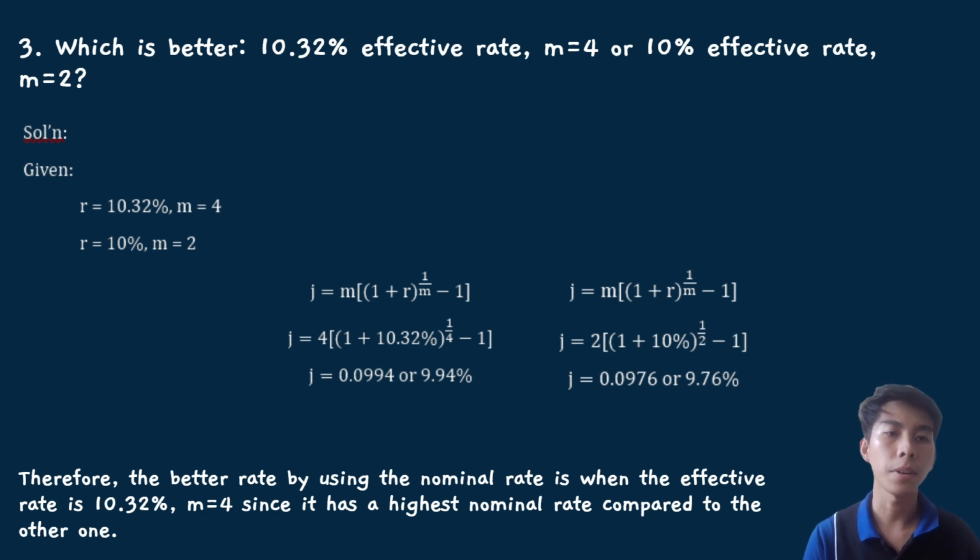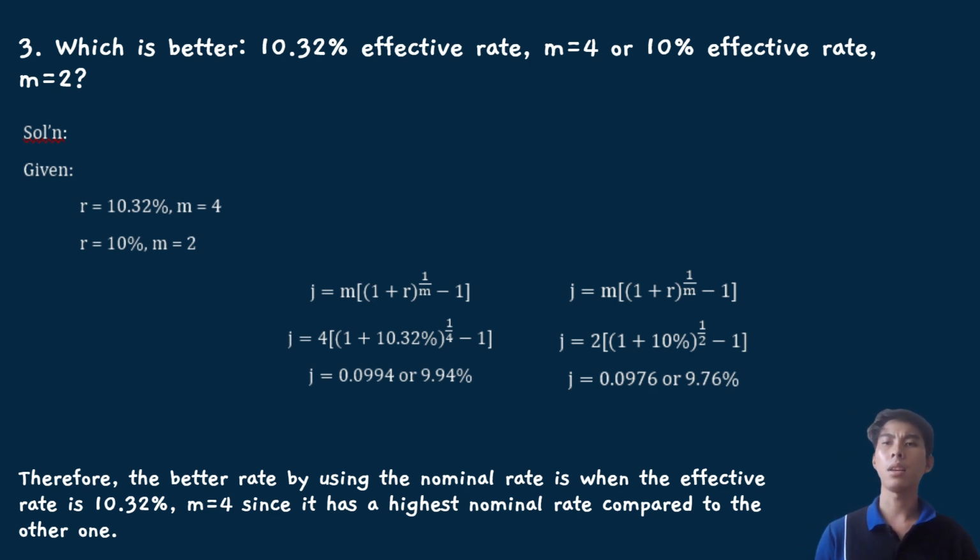Second, plan your finances more effectively. Third, understand the true cost and benefits of borrowing and investing. And fourth, ensure compliance and transparency in financial dealings. So knowing these rates helps you make more informed, accurate, and beneficial financial decisions. So that's how we compare the nominal rate and effective rate if the compounding is given.